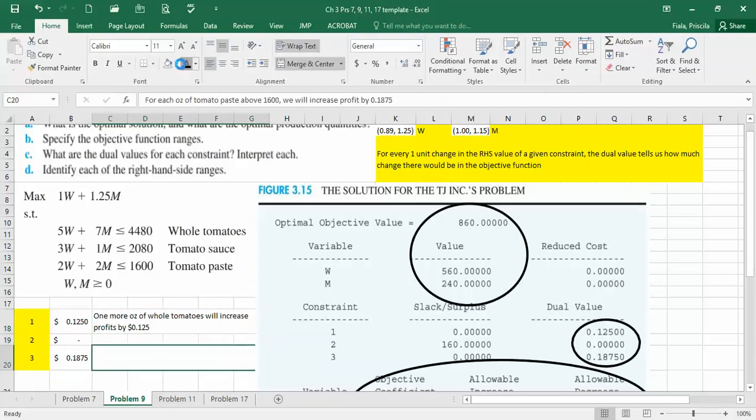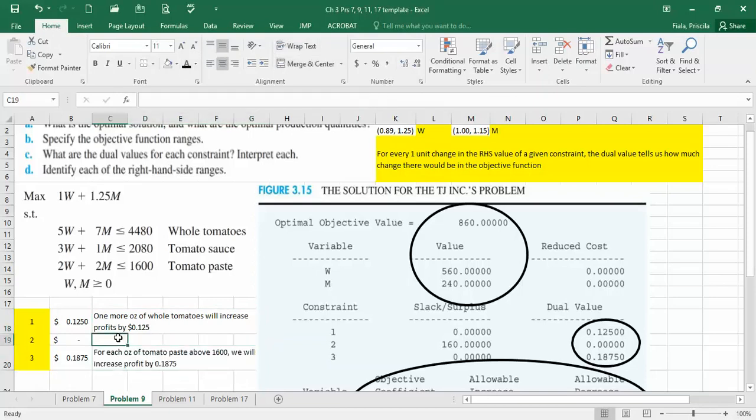Same thing over here, which I had put it before. So right here on this one that it has a 0 dual value, we can say that additional ounces of tomato sauce will not improve profits. Okay.